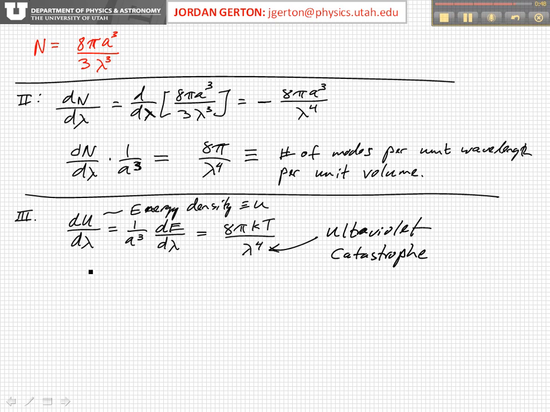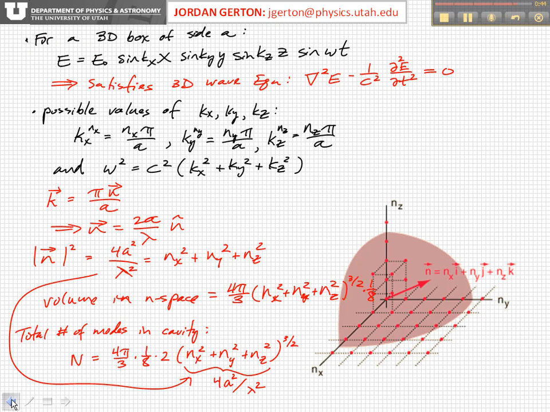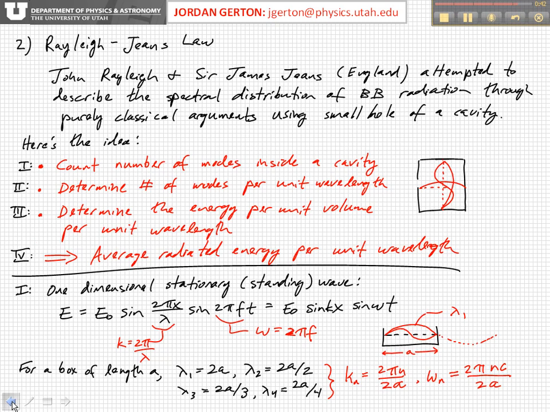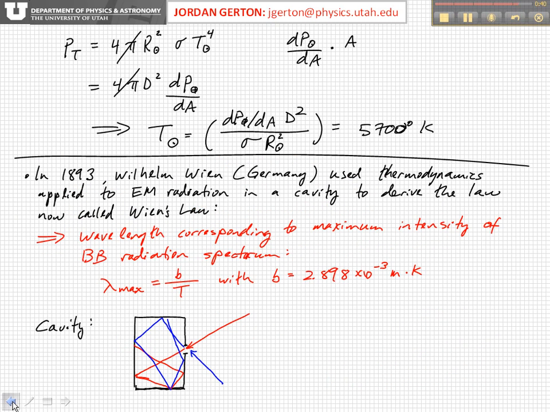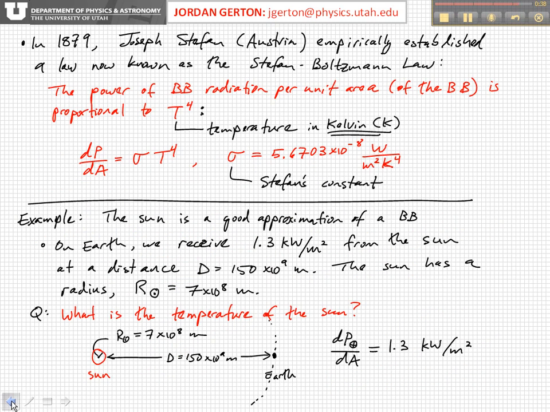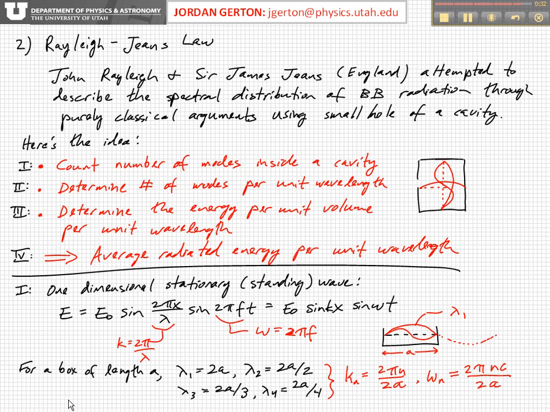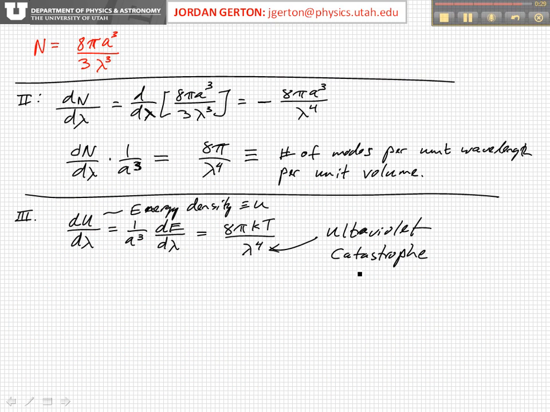It also doesn't agree with the Stefan-Boltzmann law, which says that the power per unit area is proportional to T to the fourth. And so although this formula leads to a behavior which is consistent with observations at very long wavelengths, it completely disagrees at very short wavelengths.